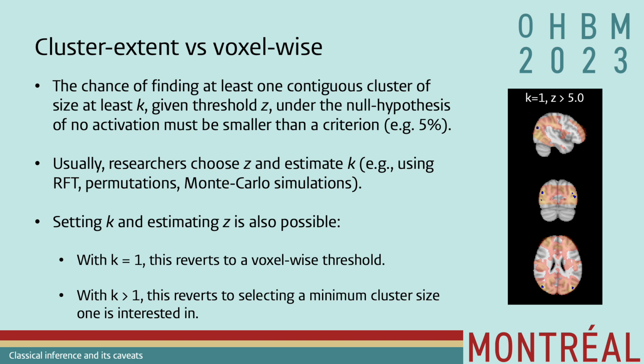So if you set k to 1, this results in a voxelwise threshold. You have to estimate the appropriate z value that goes with it, and z will probably be pretty high. We can also set a value of k larger than 1, which basically refers to selecting a minimum cluster size one is interested in. For example, if we only want to look at clusters over, say, 1,000 voxels, we could tweak k and decide the appropriate z threshold to use with it. And this is possible as long as the upper statement of this slide holds.